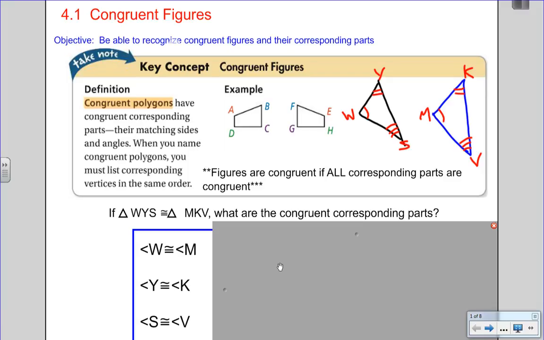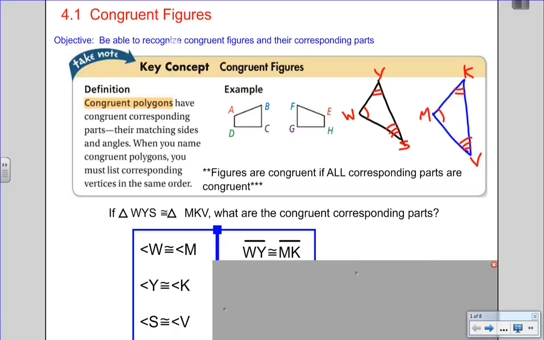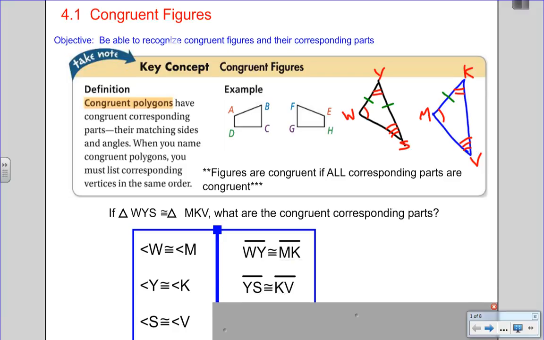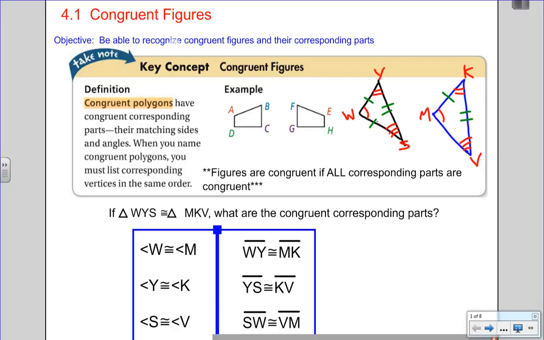Alright, now which segments are congruent? Hopefully you can see and notice. WY is congruent to MK. YS is congruent to KV, and finally SW is congruent to VM. So if all of that is true and they are in the correct order, then the two triangles are congruent.